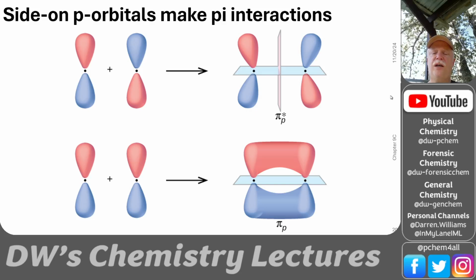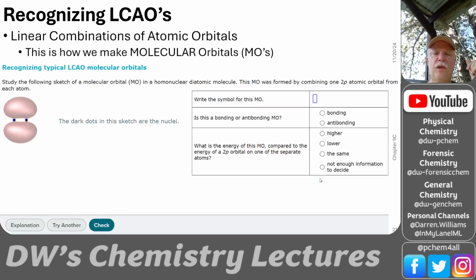Notice how the pi interactions are above and below the axis of the bond. And so this is the axis of the bond here. These two dots are the nuclei. And so that axis of the bond is right here. And this interaction takes place above and below. So there's this planar node here, that there's no interaction in that plane. It's above that plane or below that plane. So that's a pi interaction.